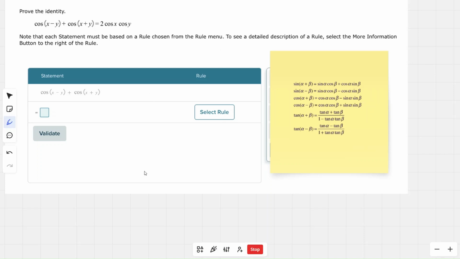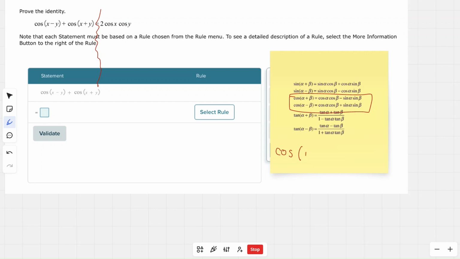Remember that when we're verifying an identity, you can only work on one side of the problem, and we always want to work on the side that is more complicated. So I'm going to treat this like an electric fence, and I'm only going to work on the left-hand side. We're going to be using the cosine sum and difference formulas. Now, you can memorize these formulas separately, or you can turn it into one equation, which is my preference.